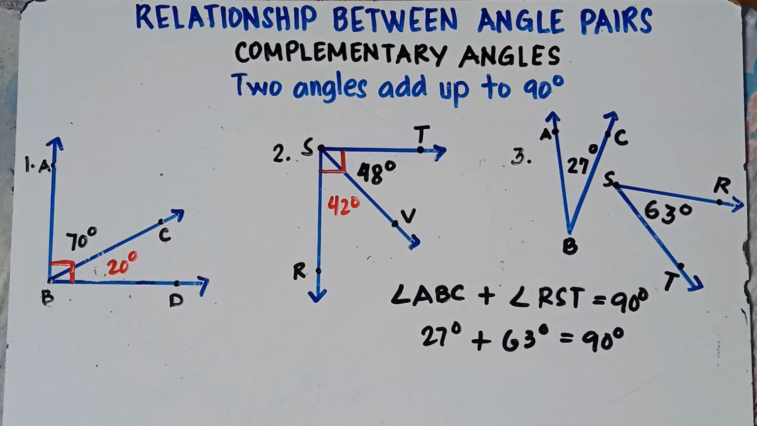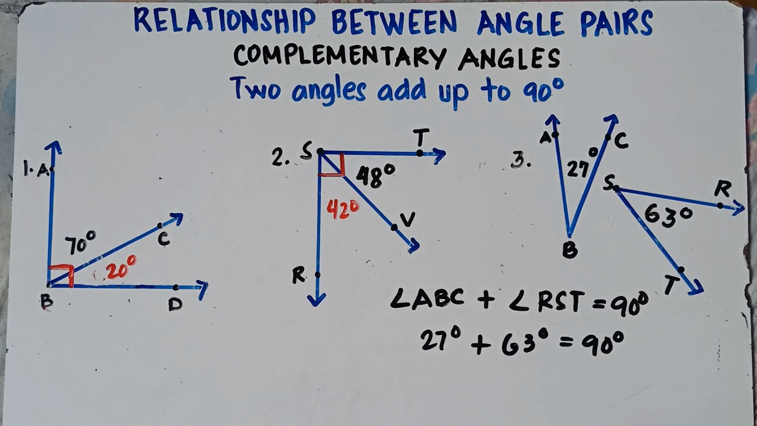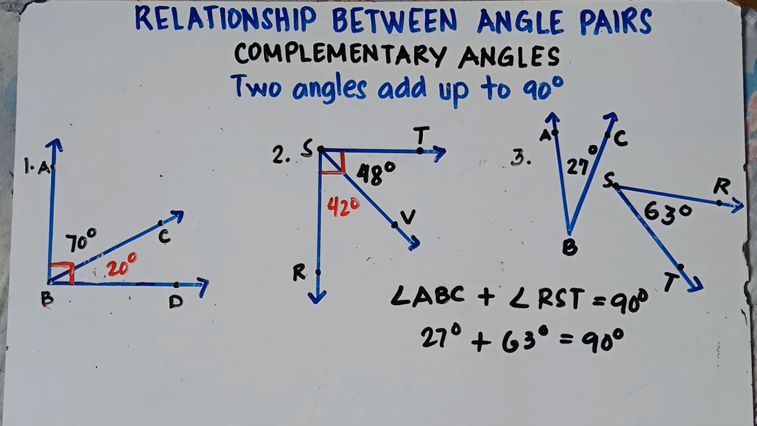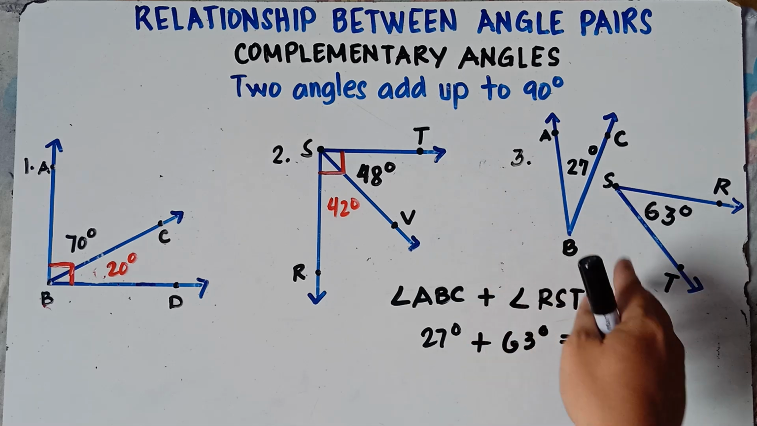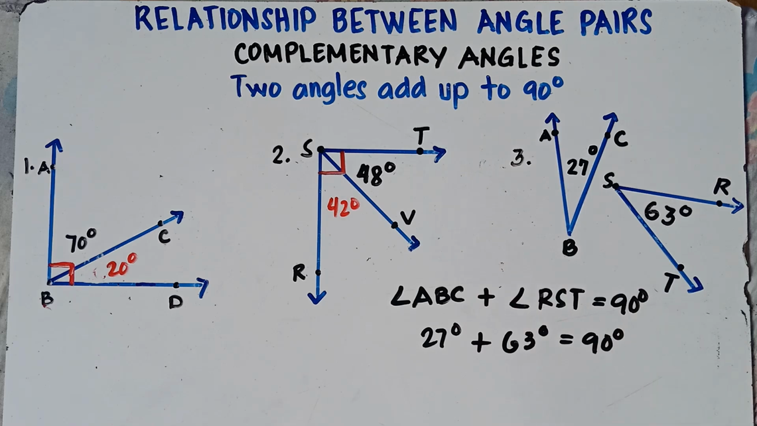So let's check, class. If we add this up, if we get 90 degrees, therefore the two angles are complementary angles, even if the two angles, class, are apart from each other. Even if they are not close to each other, class, if the two angles add up to 90 degrees, therefore the two angles are complementary angles.